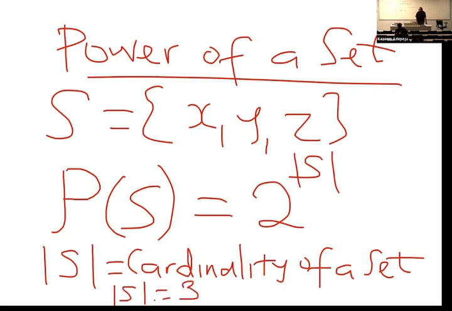Then if I now want to find the power of the set, it's going to be 2 raised to the power 3. And what is 2 raised to the power 3? That will be 8. Now, you know what this is trying to tell me? We're going to have 8 possible subsets in this particular set, which I'm going to write right now. Any question about how I figure out the cardinality and the power of a set? Any question?